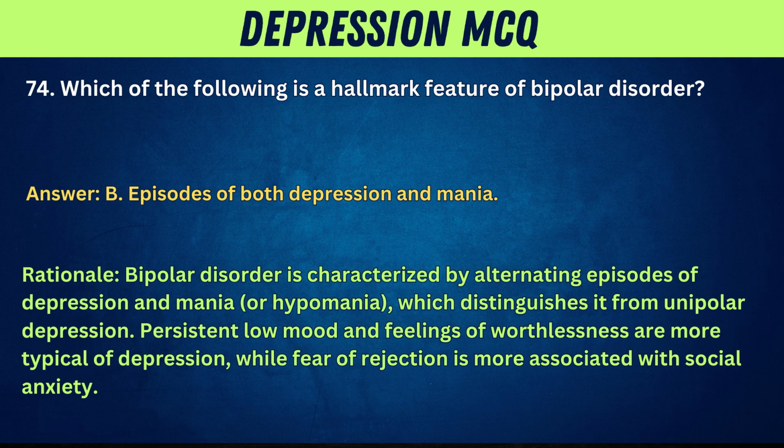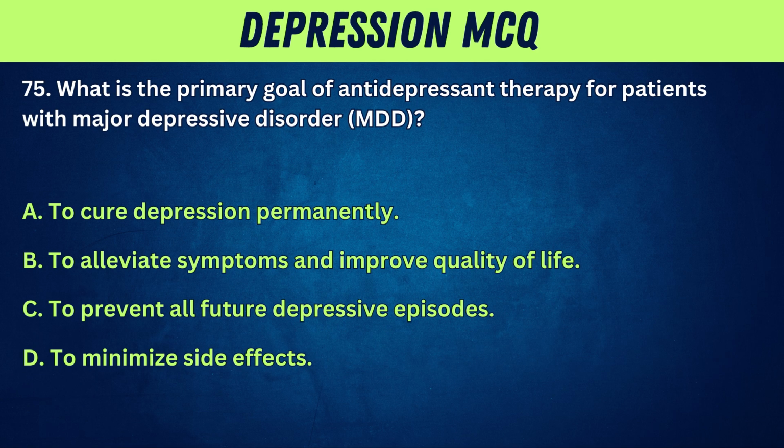Rationale: bipolar disorder is characterized by alternating episodes of depression and mania, or hypomania, which distinguishes it from unipolar depression. Persistent low mood and feelings of worthlessness are more typical of depression, while fear of rejection is more associated with social anxiety. 75. What is the primary goal of antidepressant therapy for patients with major depressive disorder, MDD?